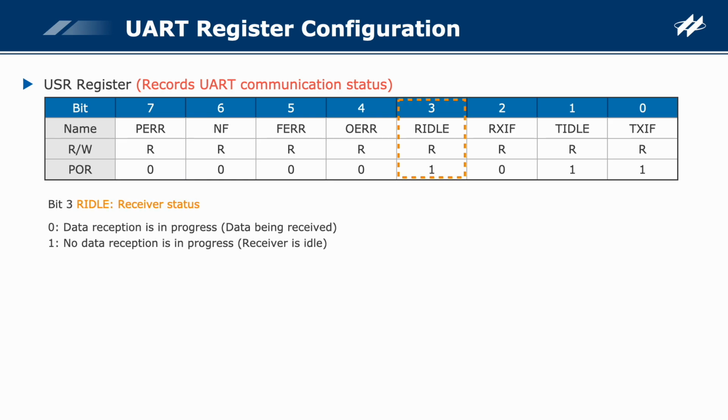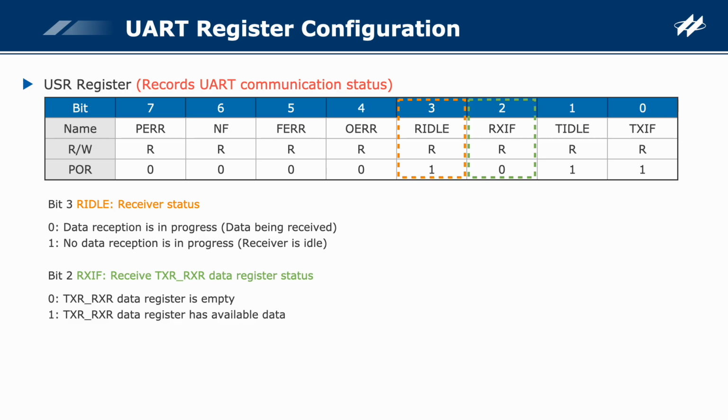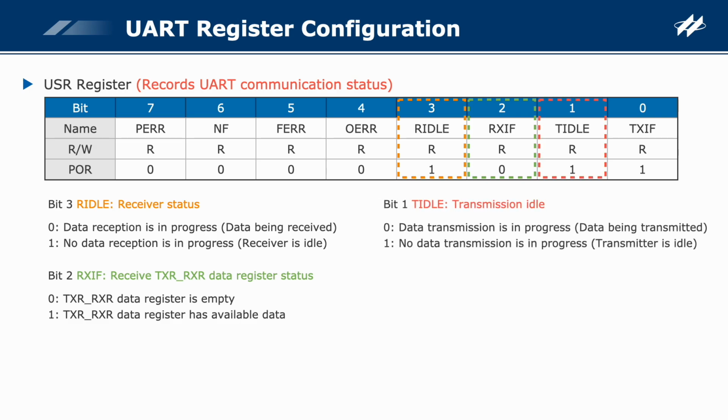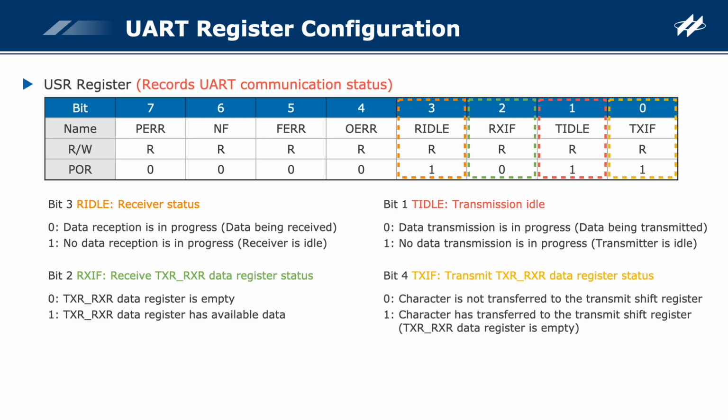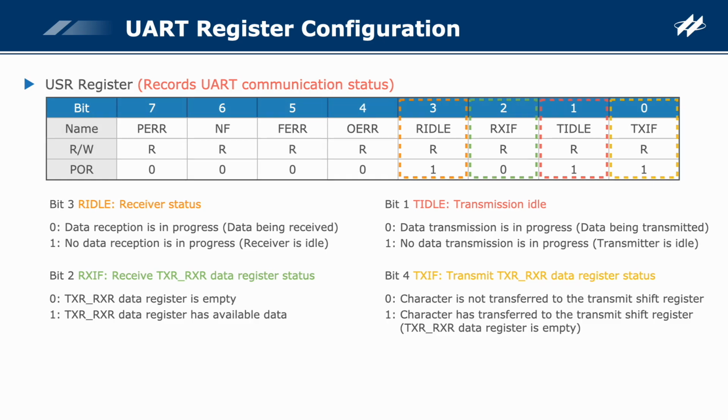RIDLE is the receiver status flag. RXIF is the receiver data register status flag. TIDLE is the data transmission complete flag. And TXIF is the transmitter data register empty flag.